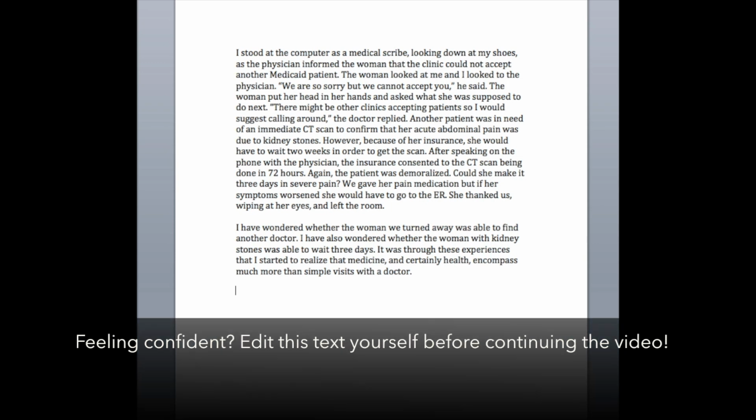I want you to have a really good idea of what we're starting with before we dive into edits. Pause the video and read what the original 2 paragraphs say. I'll put the text in the movie description too.